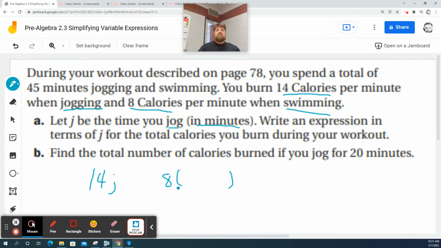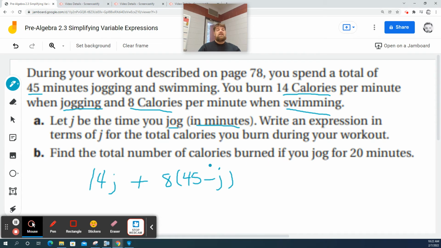I could put S, but it says here, and this is the clue, I do jogging and swimming for 45 minutes. So if I jogged for 20 minutes, how long did I swim, if the total was 45? You got the right answer. But what am I doing? I'm taking 45, because that's the total number of minutes, and then I'm subtracting the number of minutes that I jogged. And I'm going to add that to 14J. Okay? And then that's it. That's the expression.